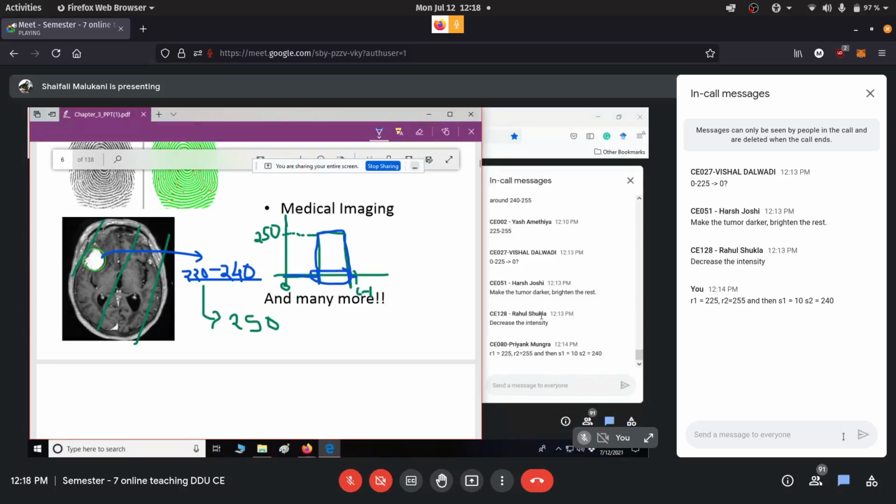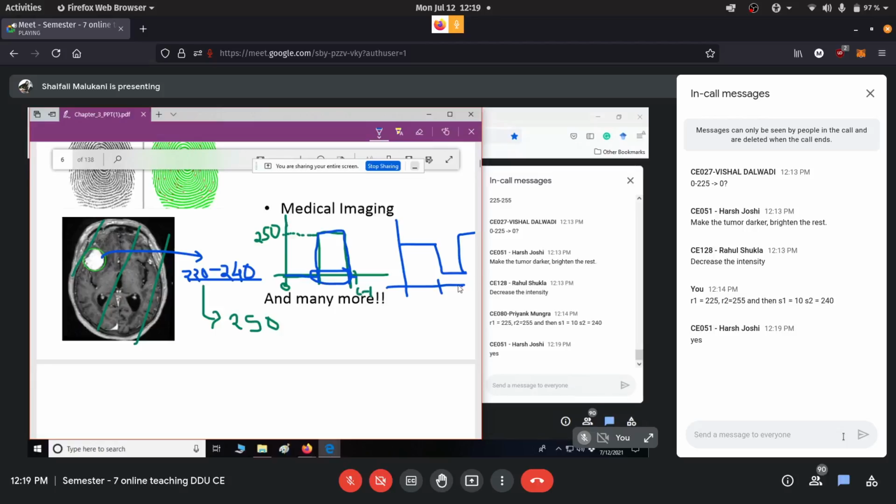Now we are going for make the tumor darker, brighten the rest. That was her suggestion. How will that look like? If I go for make the tumor darker, that is what the suggestion was. So brighten the rest. So if intensities up to 255 are there, up to 220 make it bright. From 220 to 240 make it dark, and 240 onwards make it again bright. Harsh, is it making sense to you? Should I plot it properly or is it clear? Okay.